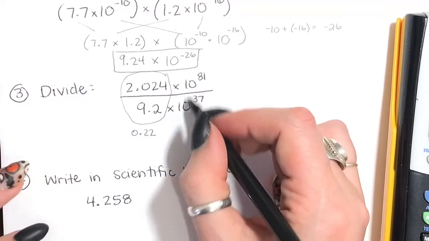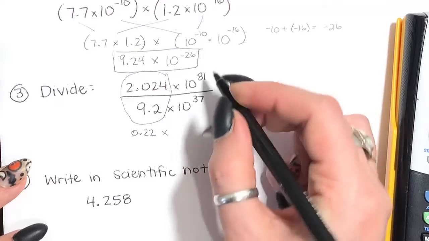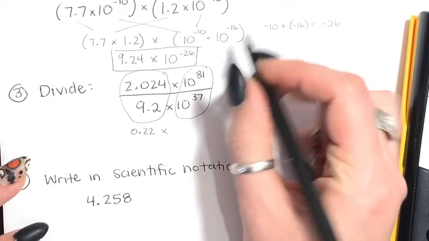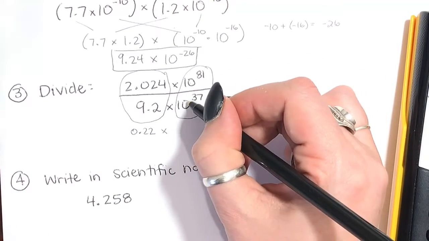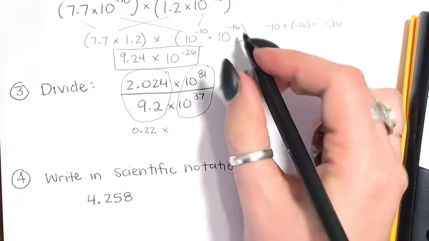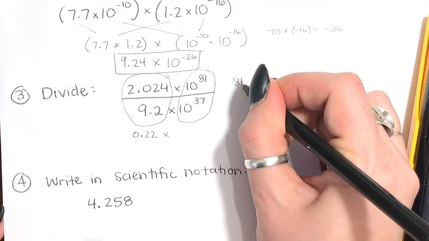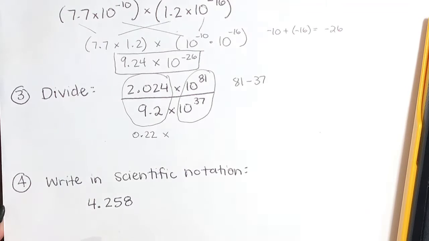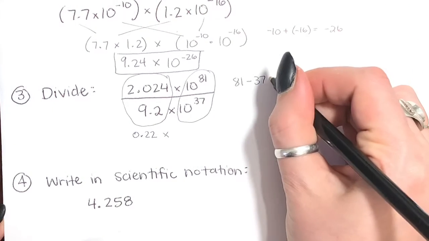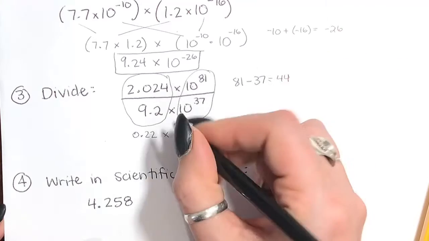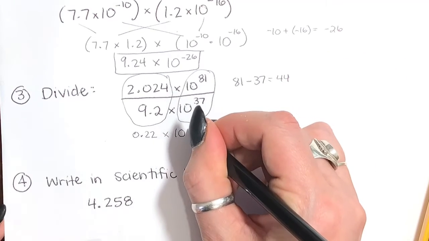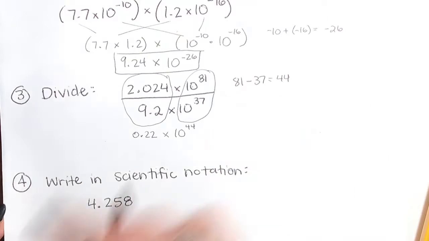And then with our tens, just like we learned in this unit, if you have the same bases, the trick is to subtract the exponents. So I'm going to do 81 minus 37 here, and that gives me an exponent of 44. So we get 0.22 times 10 to the power of 44.